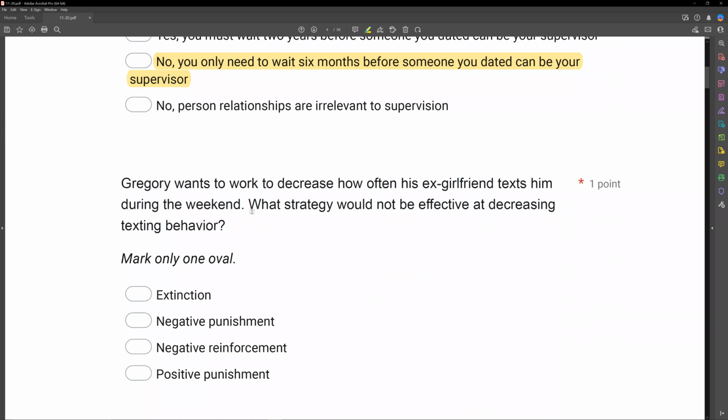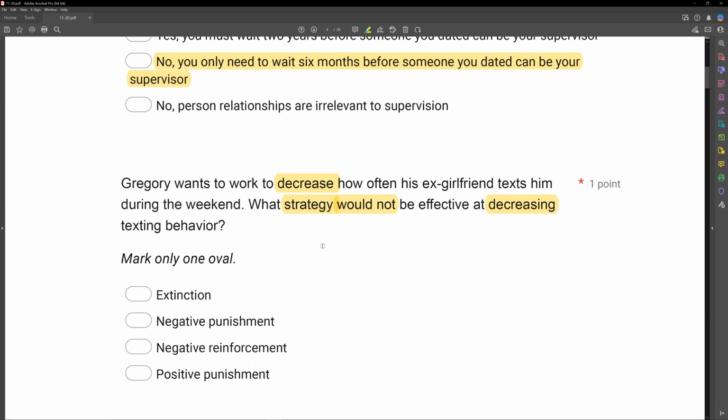And then Gregory wants to work to decrease how often his ex-girlfriend texts him during the weekend. What strategy would not be effective at decreasing texting behavior? Pretty easy question here, right? What are we focused on? We want to decrease, right? We're decreasing behavior. The question is asking what strategy would not be effective. So we're looking for the one that would not be effective at decreasing texting.